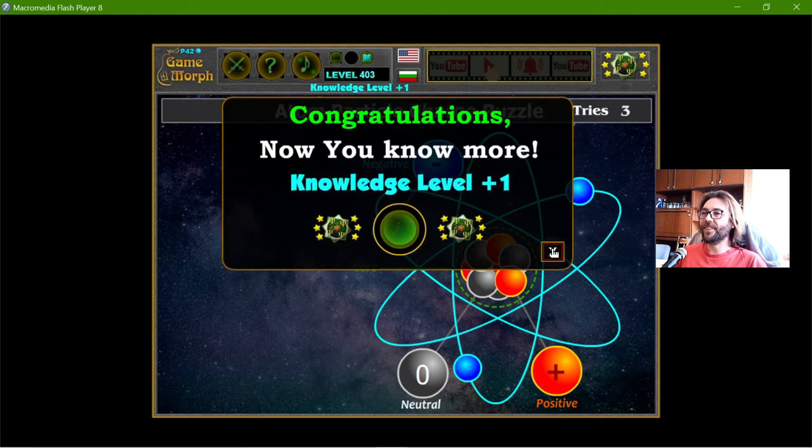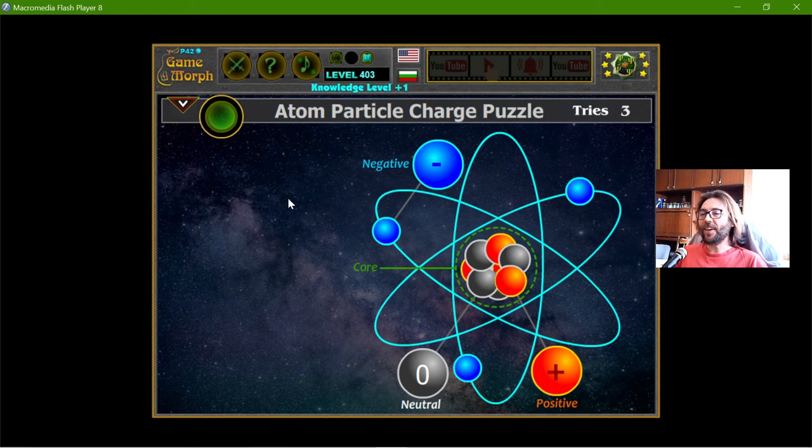And that's it. Just make it and your teacher will be happy, I think. So electron is with the negative charge, the proton is with the positive charge, and the neutron is with the neutral charge.